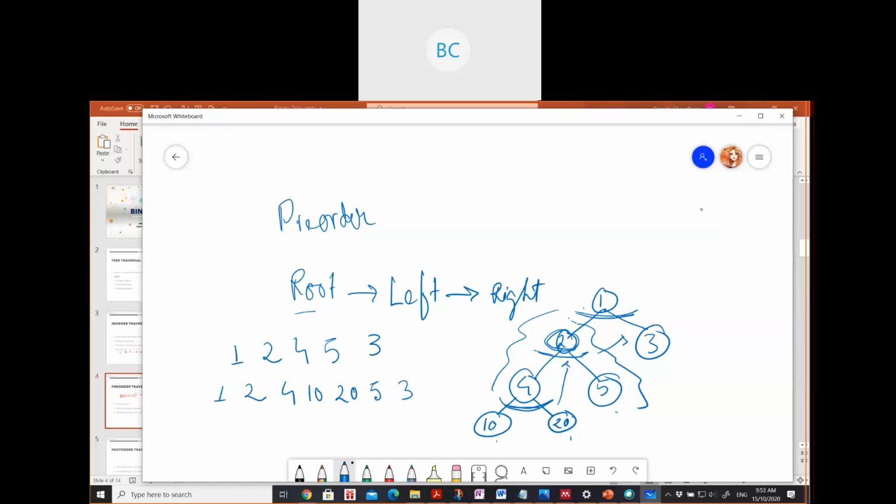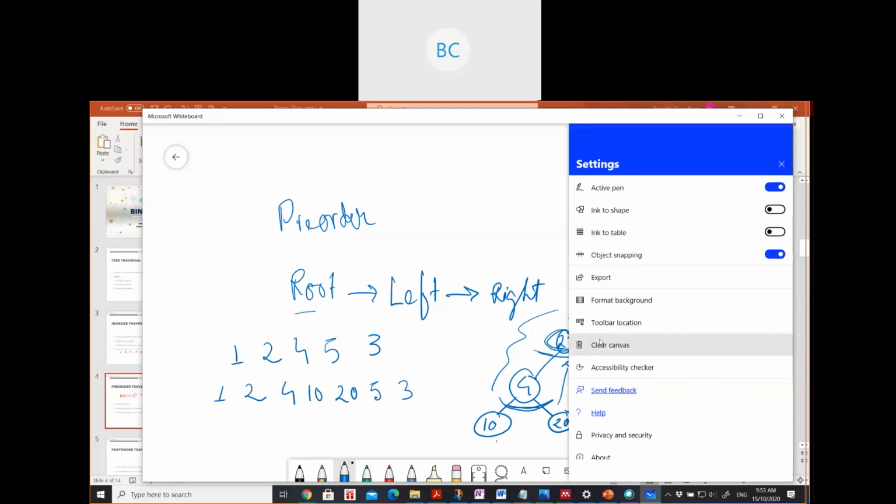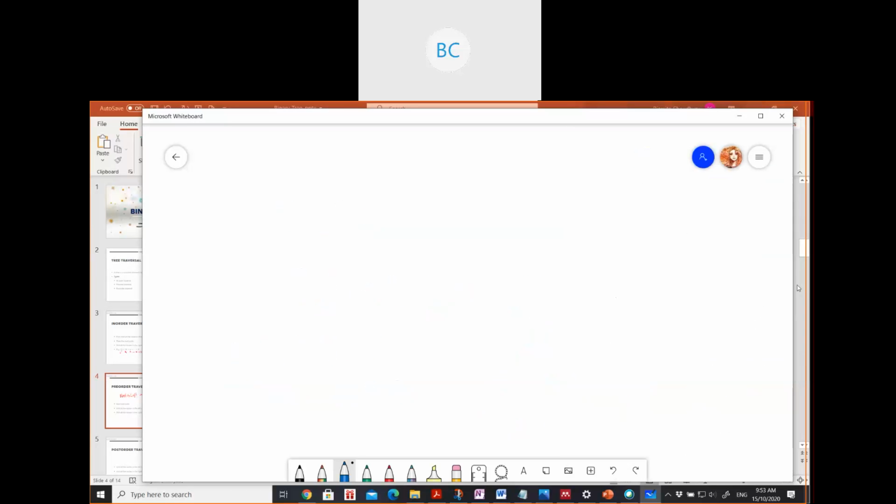Okay. So next is our post-order. Third one is your post-order. In two cases we saw in-order: left, root, right. In pre-order it was root, left and right. Now in the case of post-order it will be just the opposite. That means it will come from your left, then you go to right, and at last you go to the root.